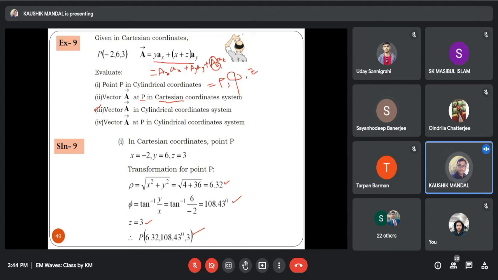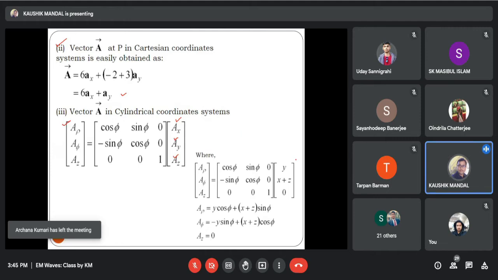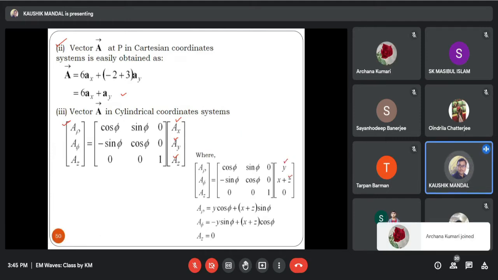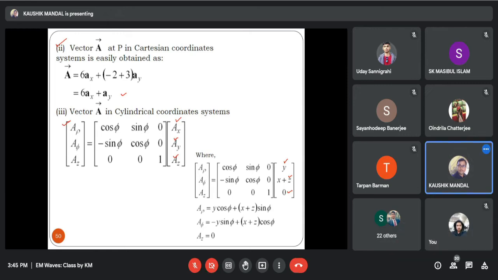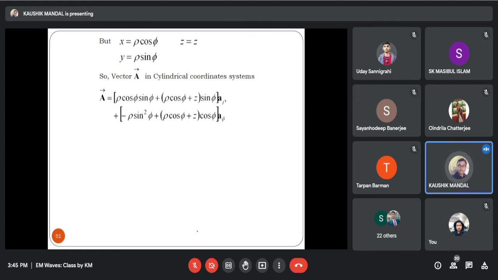From the equation, what will be the value of Az? Sir, 0. Okay, what will be Ay? Ay will be x plus z. What will be Ax? Ax will be y. So Ax equal to y, Ay equal to x plus z, and Az equal to 0.